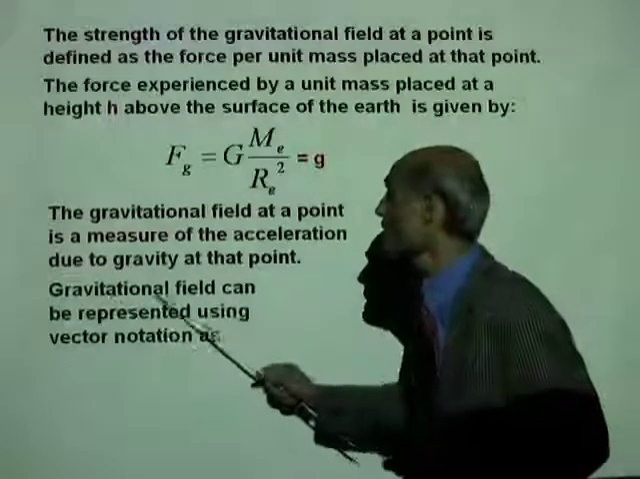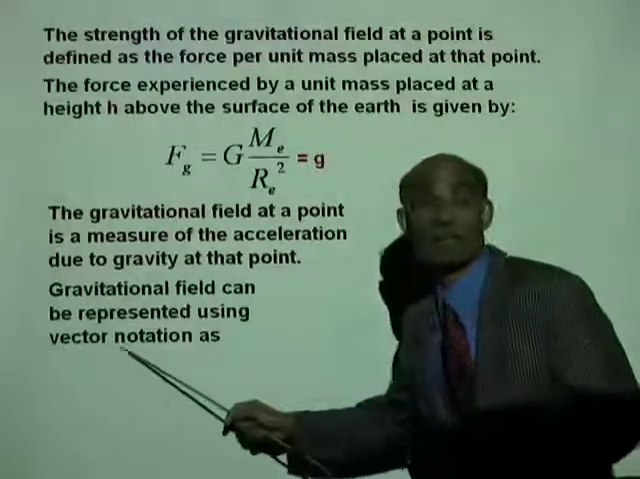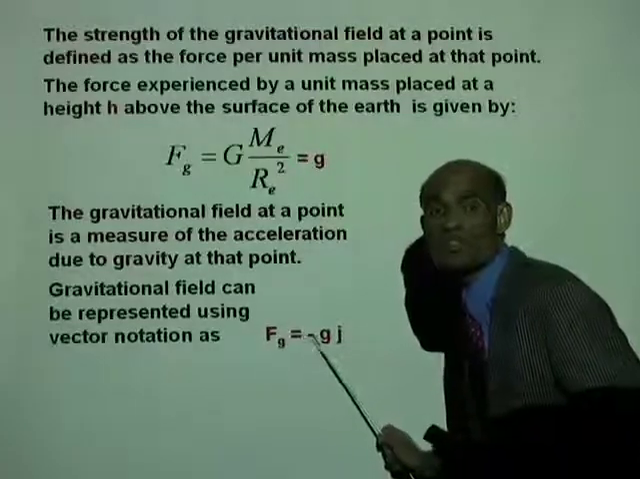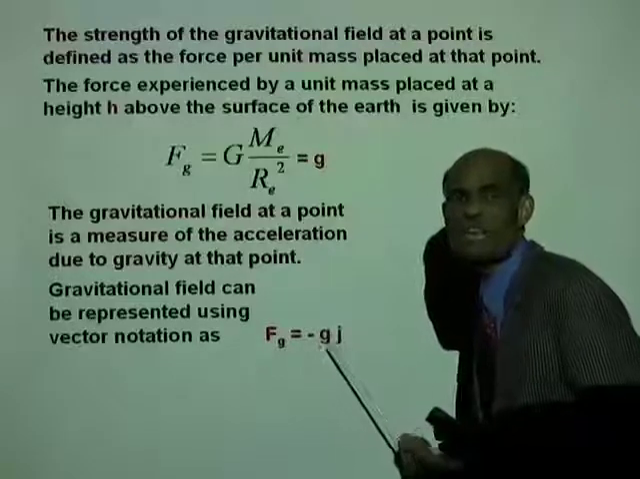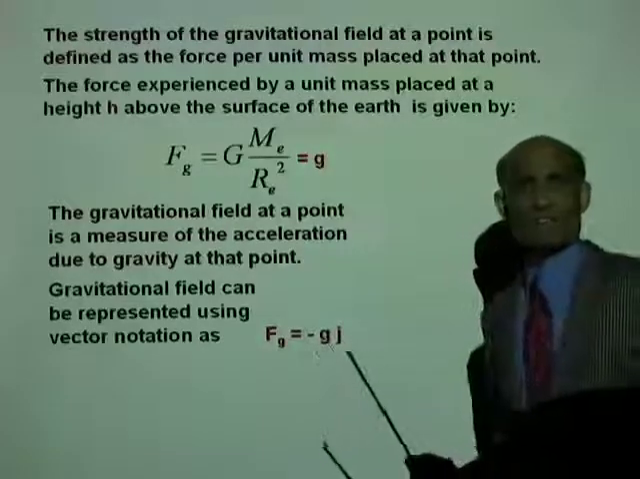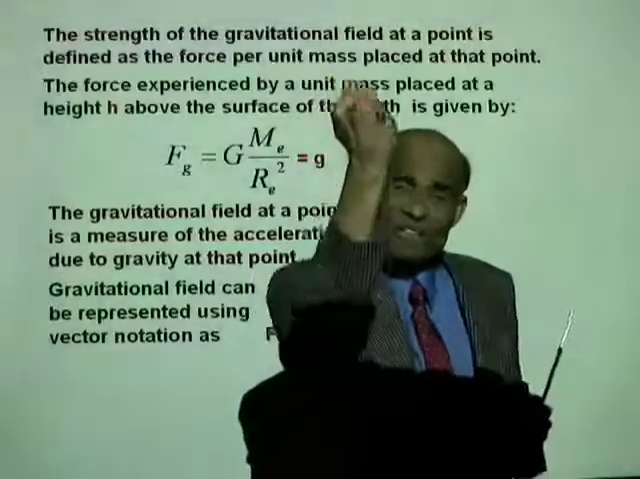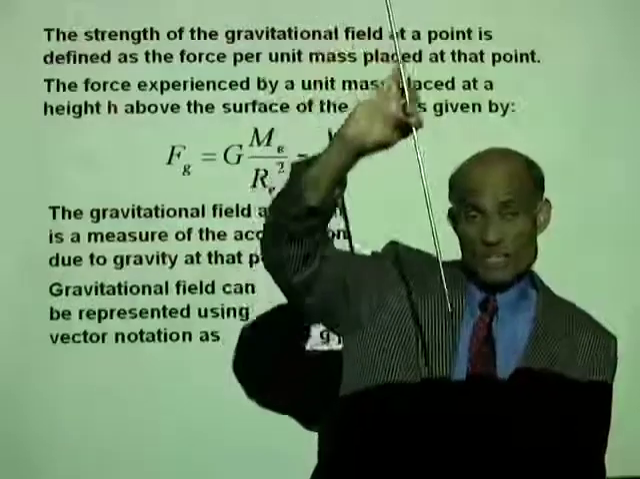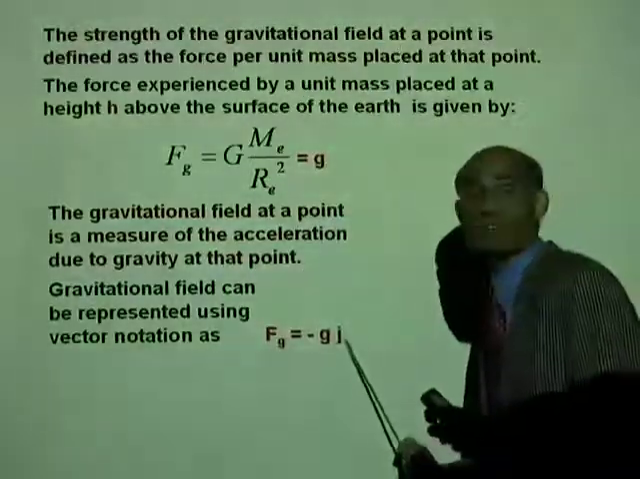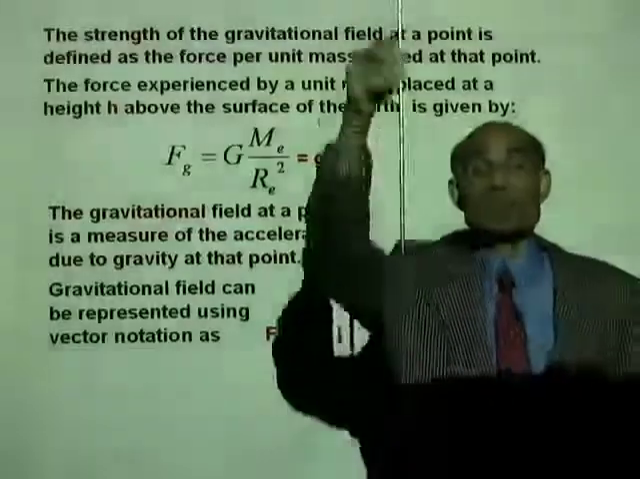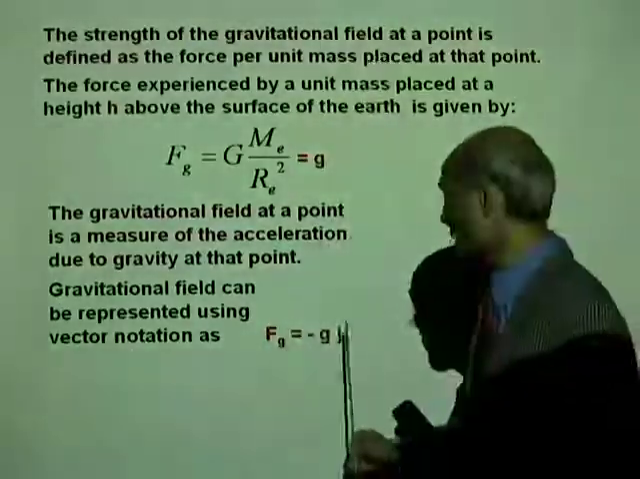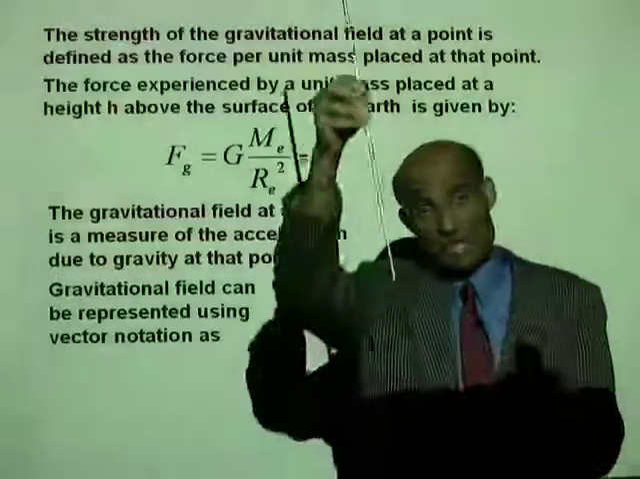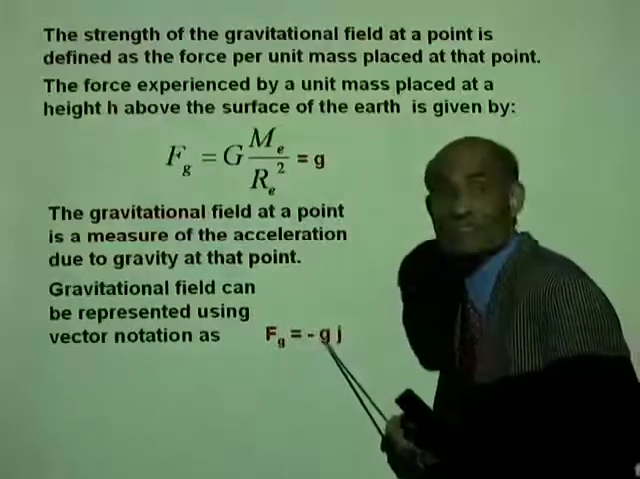Now, gravitational field can be represented by vector notation as Fg equal to negative g j. Now, did you understand this? Gravitational field is a vector that is directed towards the earth. Anything that is directed downward is a y vector. Anything that is directed in the vertical direction is a y vector. And since the gravitational field is directed towards the earth, it is directed downwards, it is a negative vector.